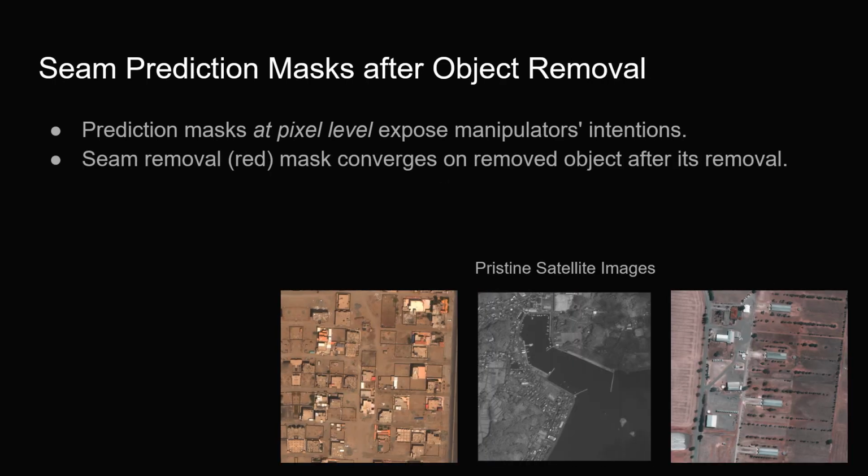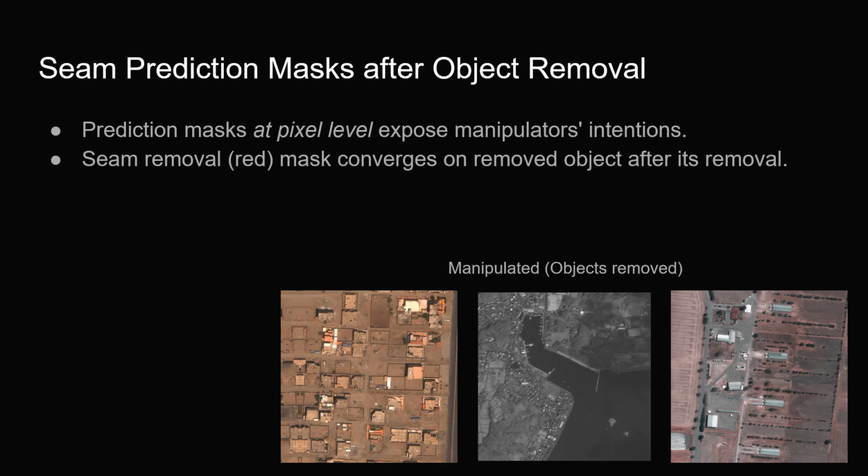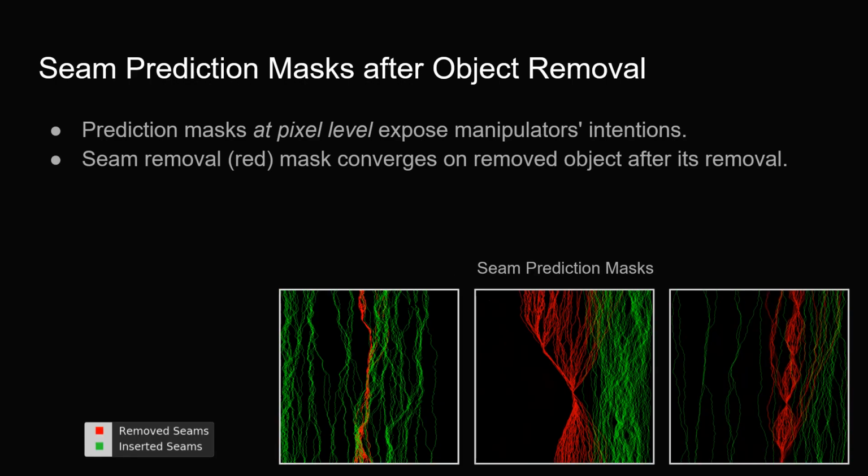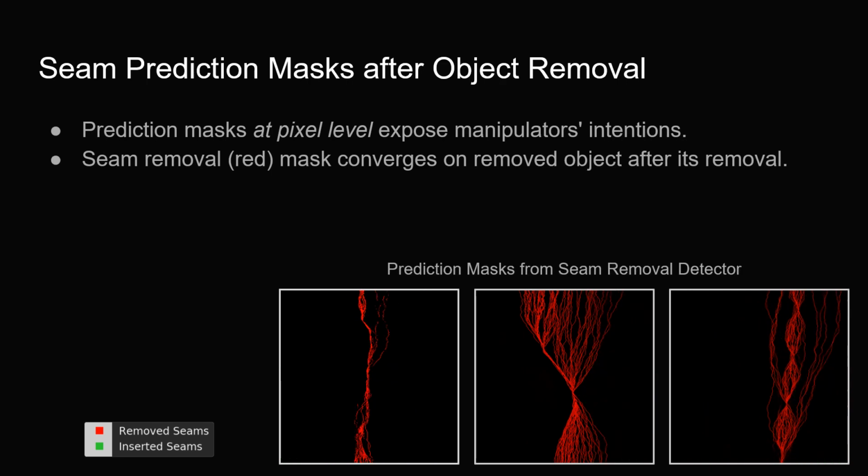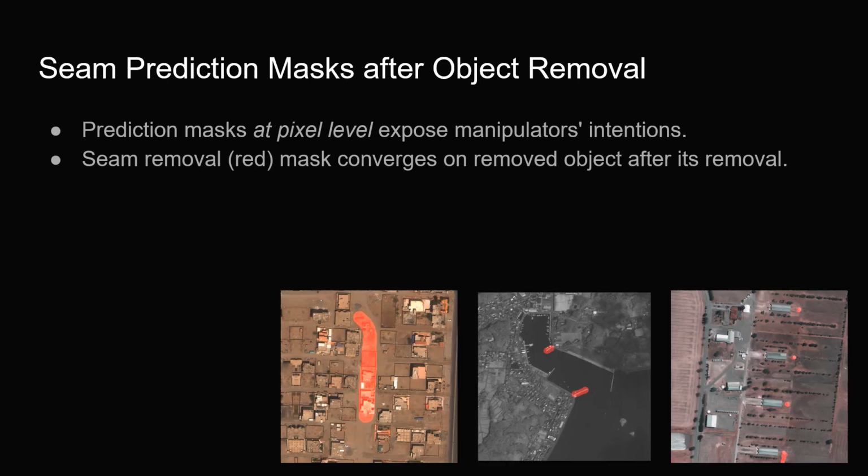In a similar way, localized prediction masks can expose if the manipulator's intent is to remove objects from the image. For example, here are the pristine satellite images with removal masks overlaid on them. These are the seam-carved images with objects removed. And if we visualize the seam prediction masks after object removal, we can see that the seam removal mask is converging to narrow necks. If we remember, these narrow necks are actually located exactly where the objects were removed, these necks.